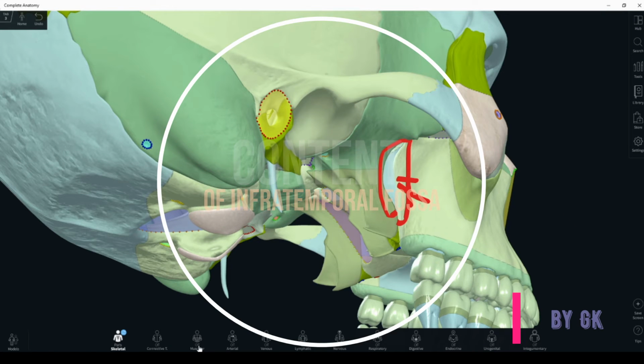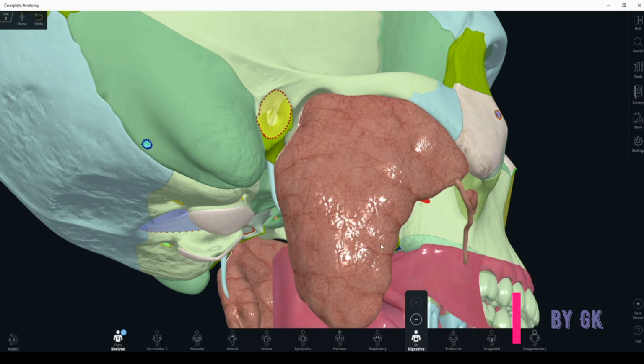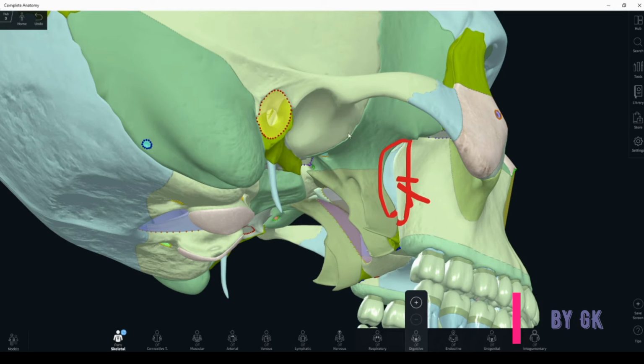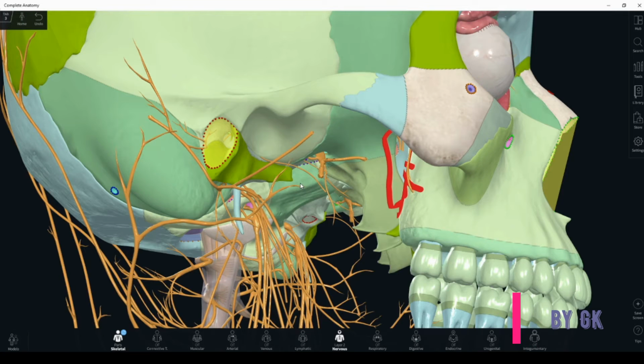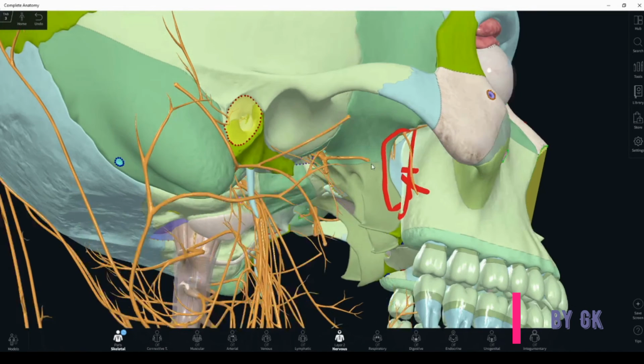The content of this fossa. First, it is a projection of the parotid gland; a small amount of the parotid gland lies in this fossa. Most of the cranial nerves, such as the mandibular nerve, chorda tympani, and facial nerve, also project into the infratemporal fossa.